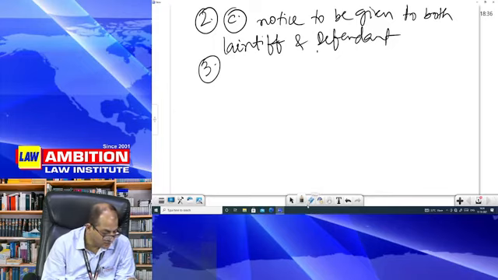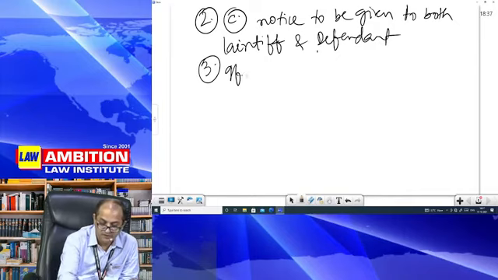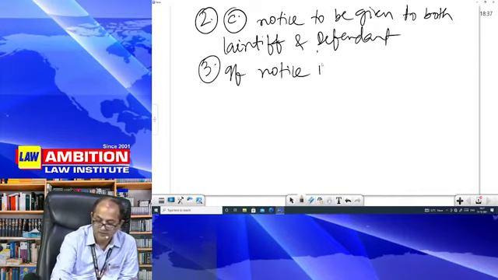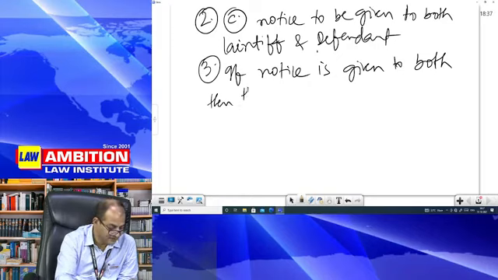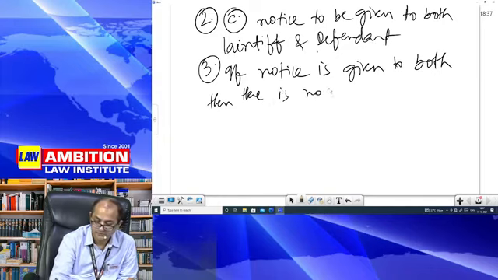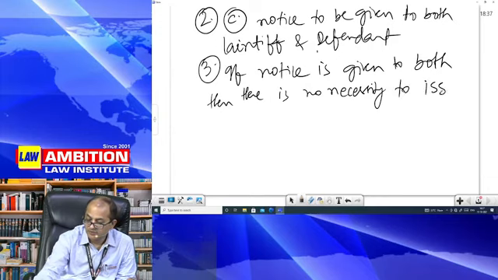Then sub-rule 4. When the notice of date for appearance is given under sub-rule 3, it shall not be necessary for the court in which the plaint. So, if notice is given to both, then there is no necessity to issue summons.